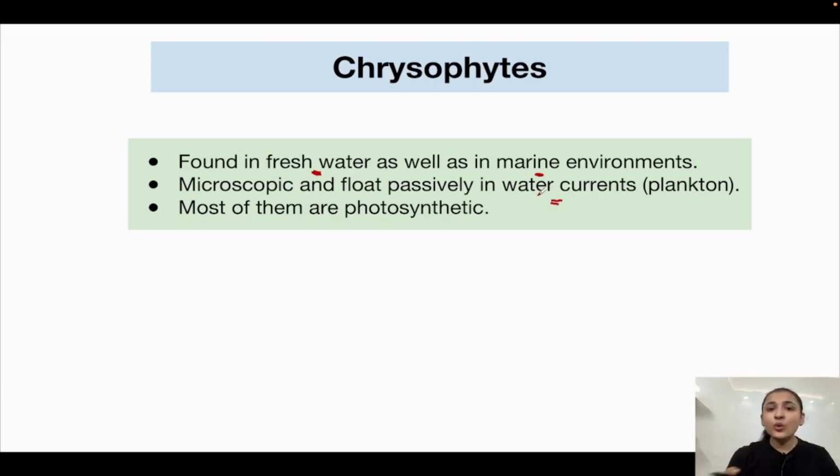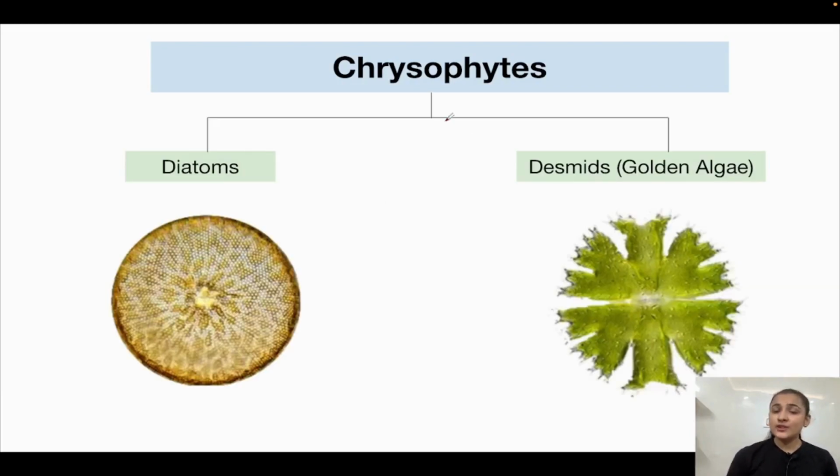पानी में ये ऐसे float कर सकते हैं. इनको हम planktons भी बोलते हैं. And most of them are photosynthetic. That is, they can synthesize their own food. Now, Chrysophytes are of 2 types. These includes diatoms and desmids.